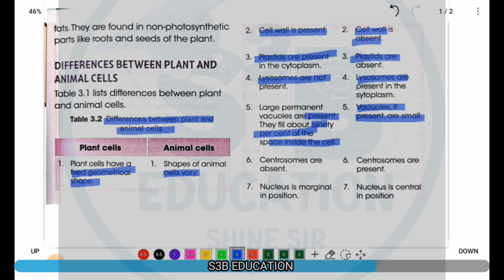In plant cells, centrosomes are absent, but in animal cells, these centrosomes are present. In plant cells, the nucleus is marginal in position, but the nucleus is central in position in animal cells. So that's the difference between plant cells and animal cells.